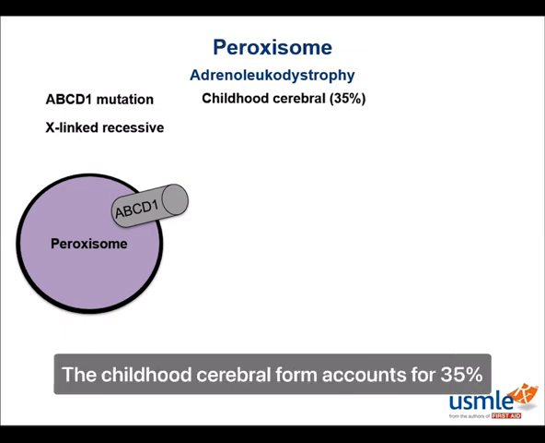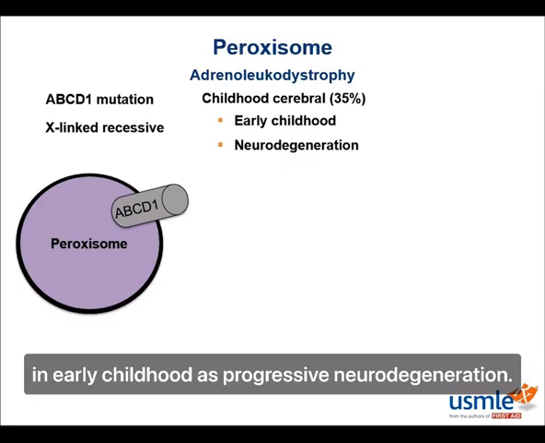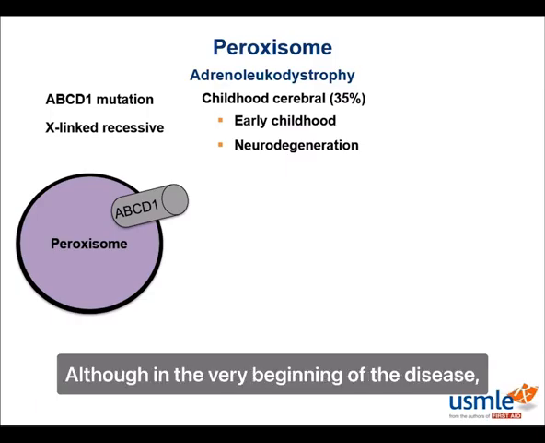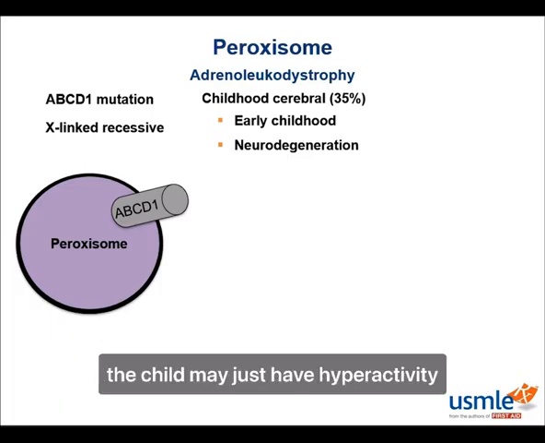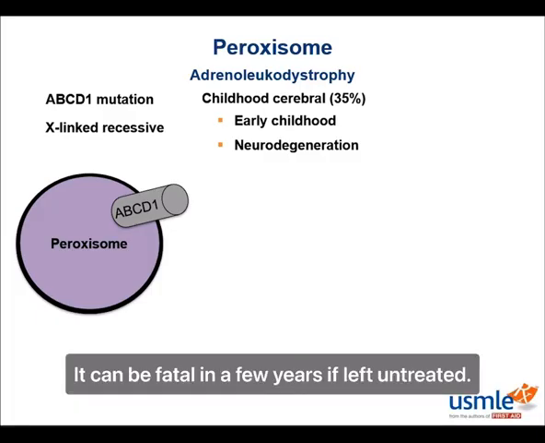The childhood cerebral form accounts for 35% of the adrenoleukodystrophy cases, and it presents in early childhood as progressive neurodegeneration. Although in the very beginning of the disease, the child may just have hyperactivity and disruptive behavior at school, so it is often first misdiagnosed as ADHD before it worsens. It can be fatal in a few years if left untreated.